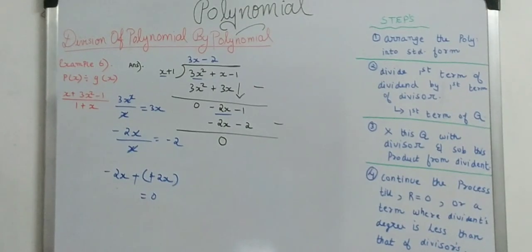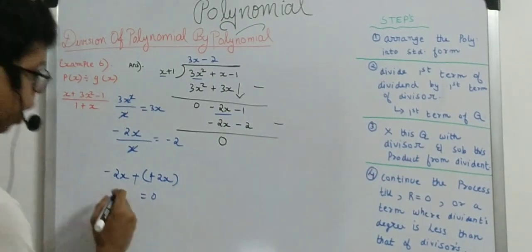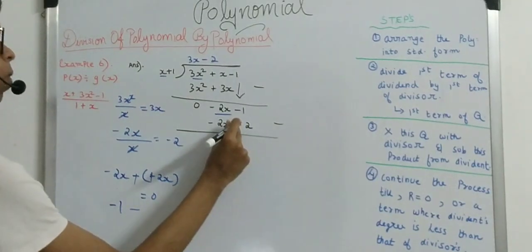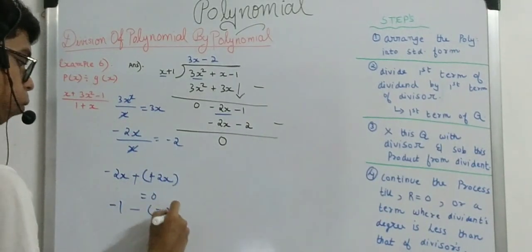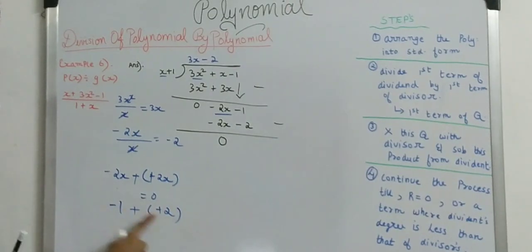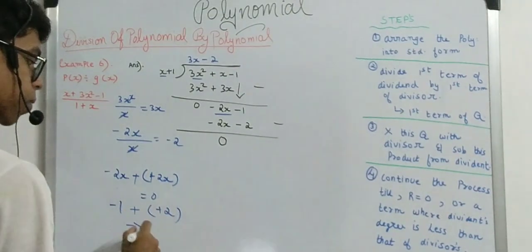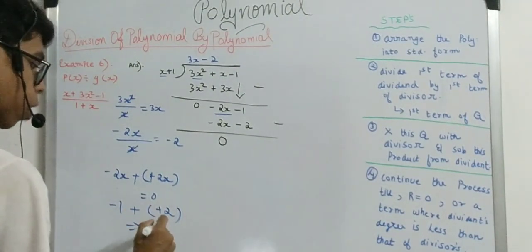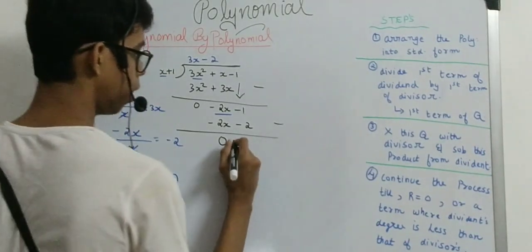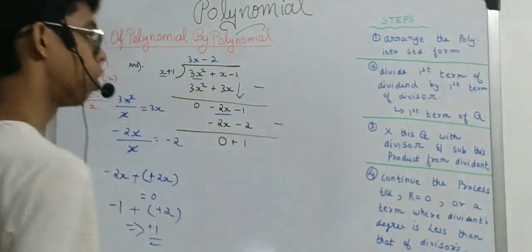Now next is minus 1. Here there is a minus and also a minus 2. So minus of minus 2, now these two become plus. Now minus 1 plus 2 is what? Minus 1 plus 2 is plus 1. So I will write that over here, plus 1.